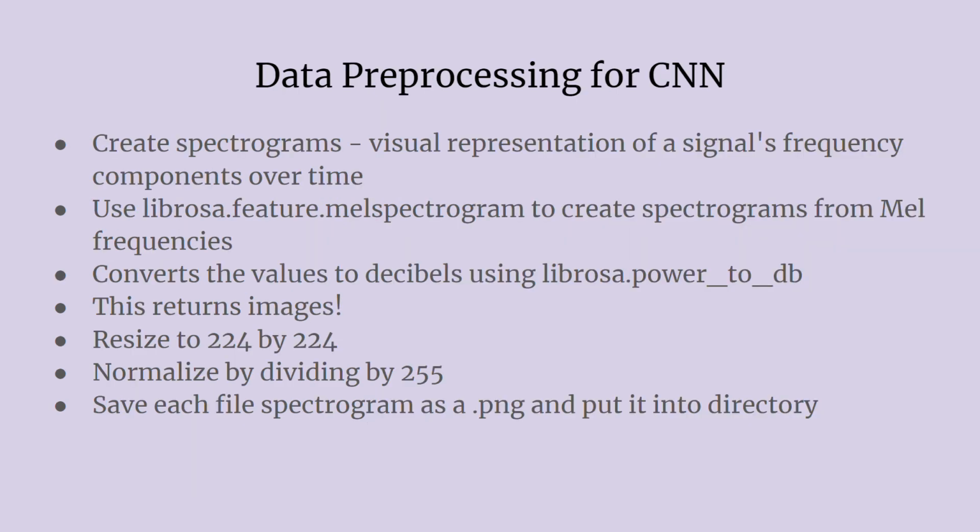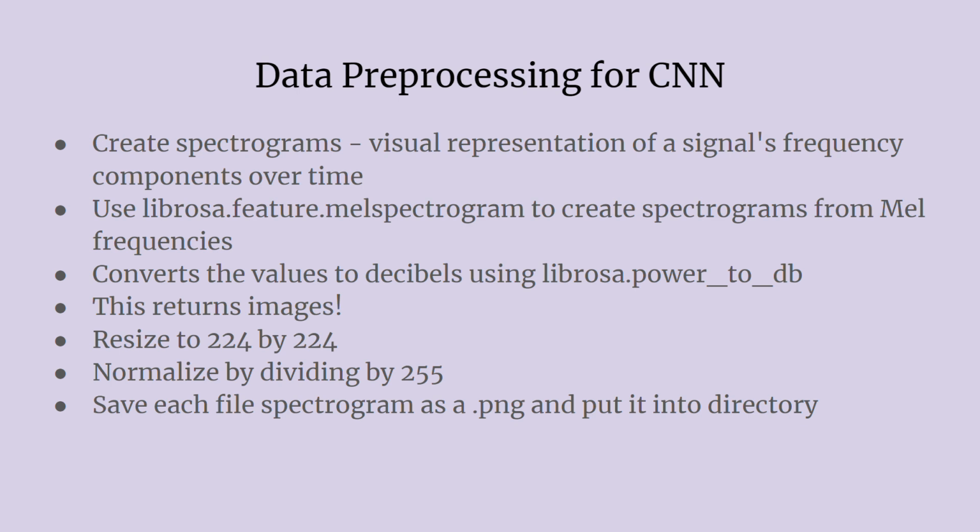Now I will talk about the data preprocessing that I did for the convolutional neural network model. Convolutional neural networks work really well with image data, so I wanted to create spectrograms, which is a visual representation of a signal's frequency components over time. I basically converted all of the audio data into image data.